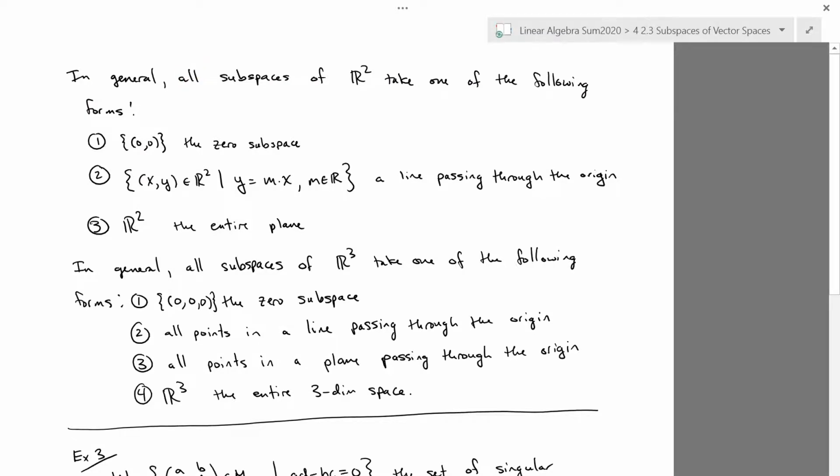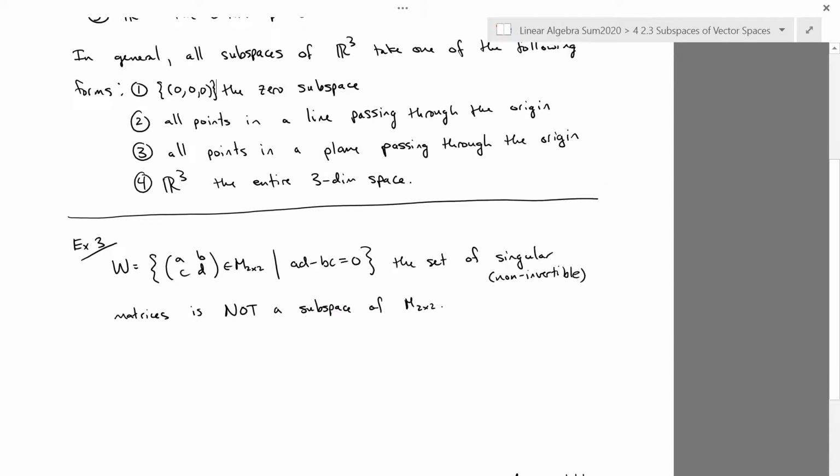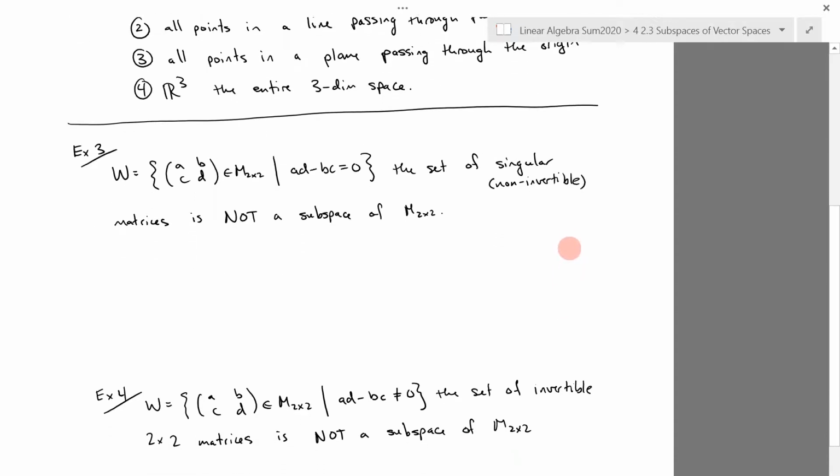Okay, so we looked at some examples of things that are subspaces. What about what happens when something is not a subspace? So let's look at some of these examples. Okay, so the first example here is the set of singular matrices, right? So the claim is that the set of matrices that are not invertible does not form a subspace.